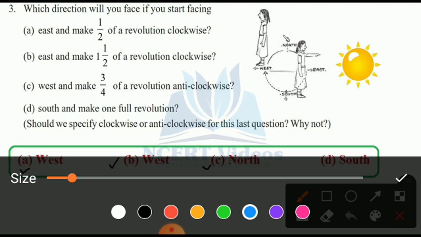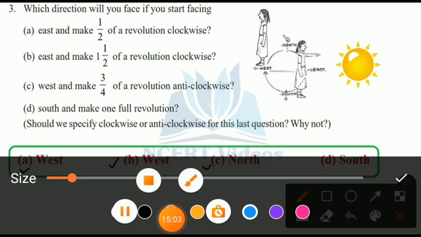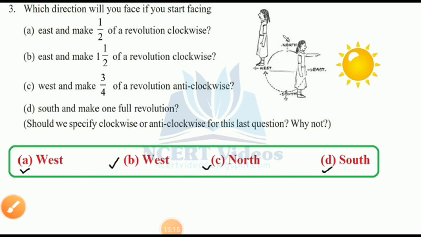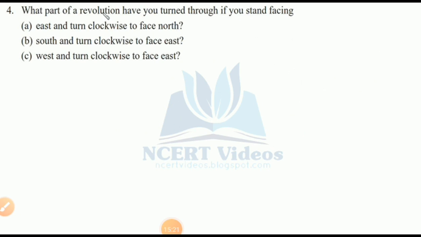Is it? Yes. See, pink color I'm taking. So you can half and this one direction. Here you will reach. Clear? Okay. Last one also south direction. South and make one revolution. Question number 4.